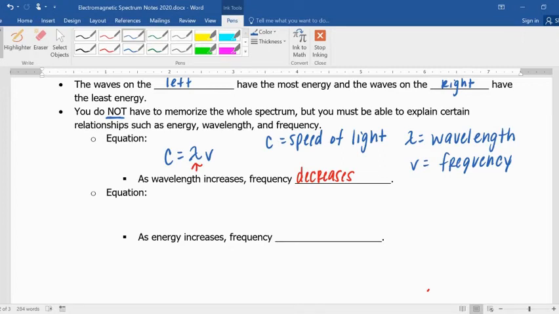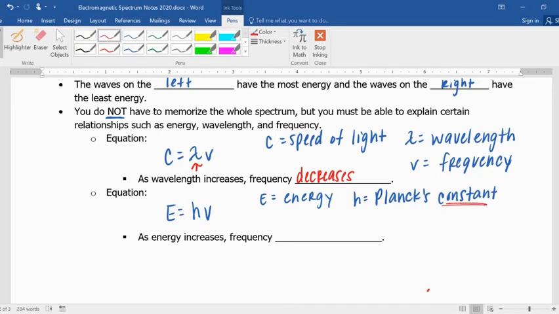The next equation that you, once again, aren't going to have to use, but we want to be aware that it exists, is that energy equals h nu. So E, as I said, is energy. h is something called Planck's constant. And Planck's constant value is not important, 6.626 times 10 to the negative 34th. What is important is that it is constant, just like our speed of light. And nu, again, is frequency. And what this equation allows us to do is relate energy and frequency. So as energy increases, our frequency also increases.